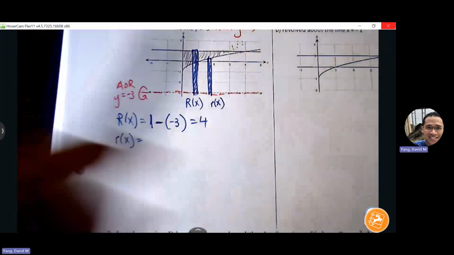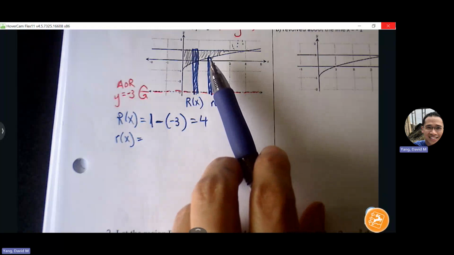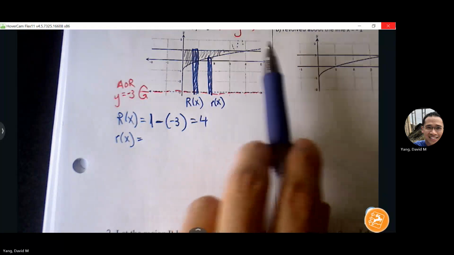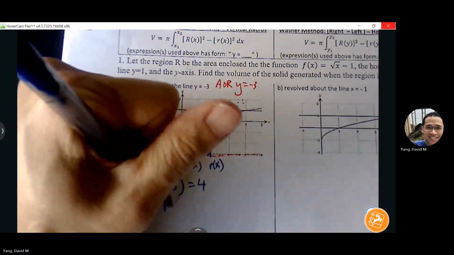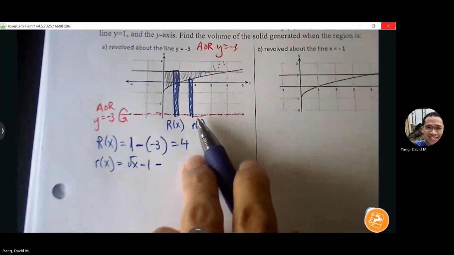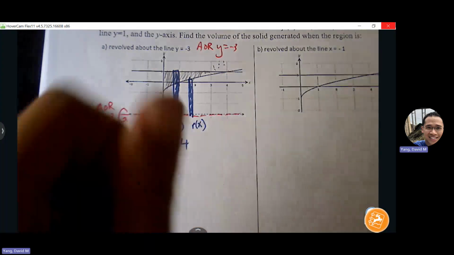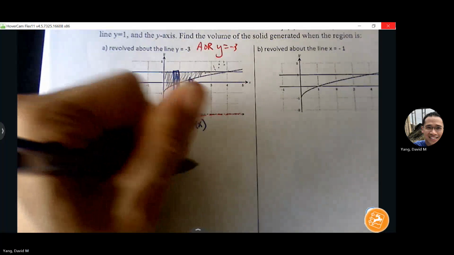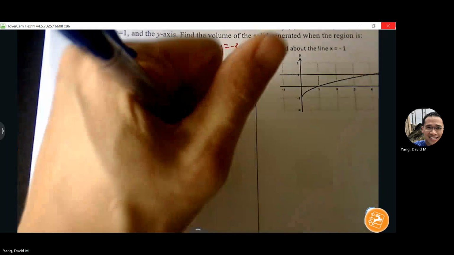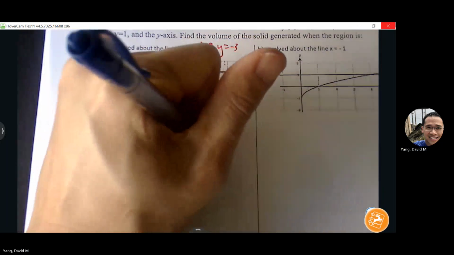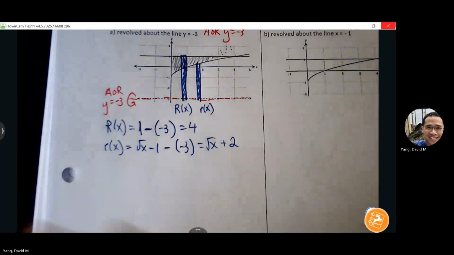Okay, small radius. What's the top of little r sitting on? Root x minus 1, minus -3. So -1 plus 3 is 2. So root x plus 2. All right, we have our two radii ready to go.